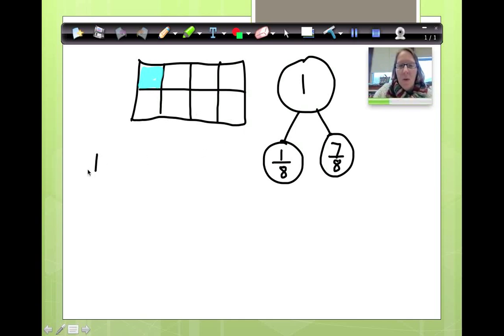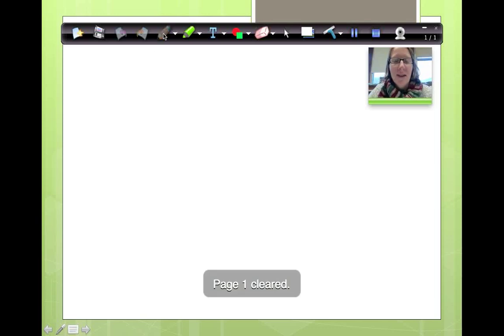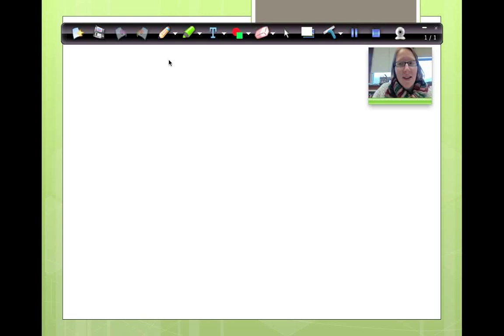Now we write 1/8 plus 7/8 equals how many eighths? 1 plus 7 is 8/8, which is 1 whole. Okay, you ready for a trick? Okay, now, see if you can figure this one out. What is 1/5 more than 1 whole?